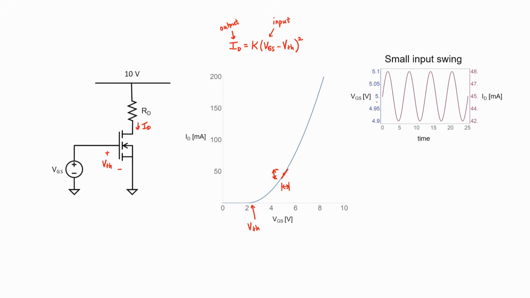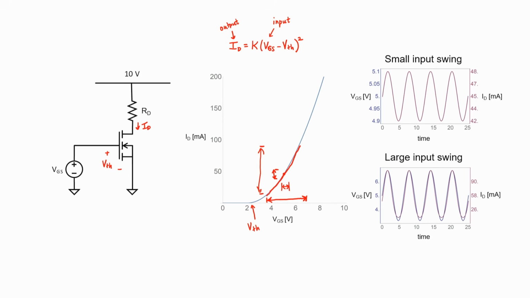Nice, it's a linear amplifier. But what happens if my input voltage swing is a little bit more? What happens if I go all the way down here and all the way up here? Well, then it's kind of a curve instead of a line. Is my output current swing going to be simply a scaled version of my input voltage swing?